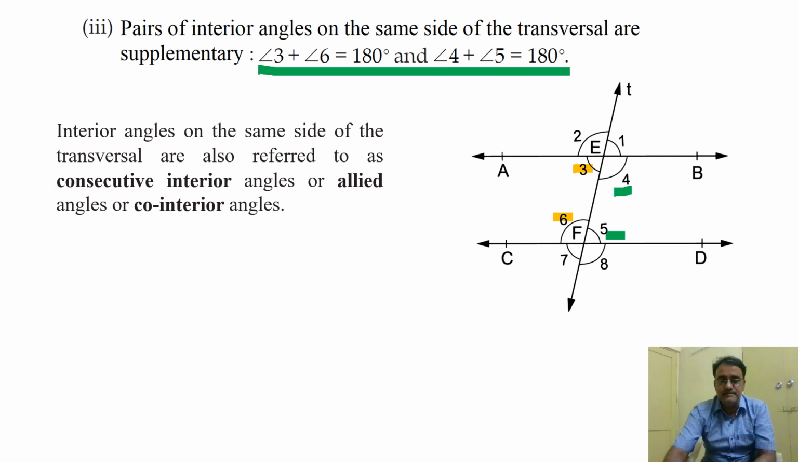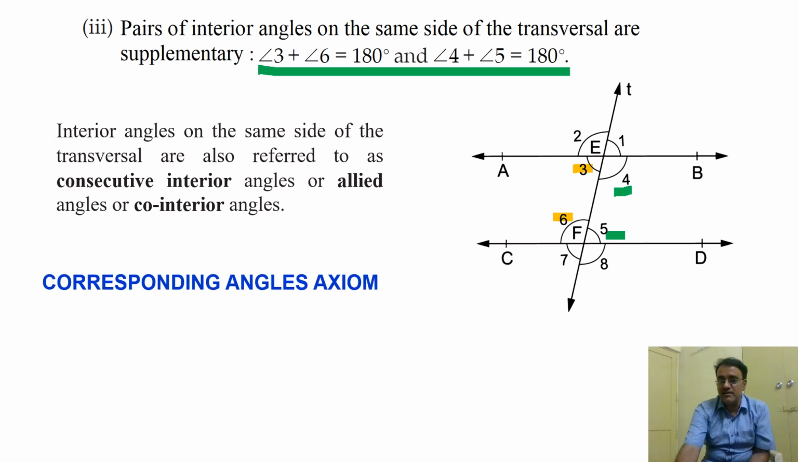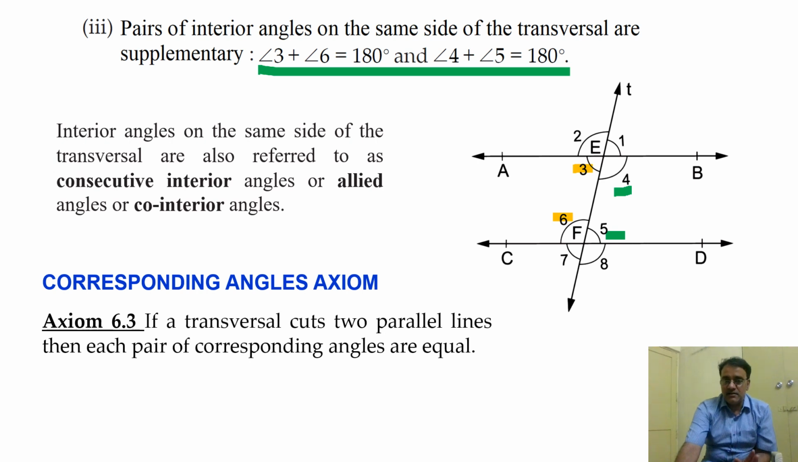Okay. Now next, very important: we are going to prove some theorems. And to prove theorems, we must have some axioms. So here also there is an axiom, the corresponding angles axiom, right? Axiom 6.3: if a transversal cuts two parallel lines, then each pair of corresponding angles is equal.